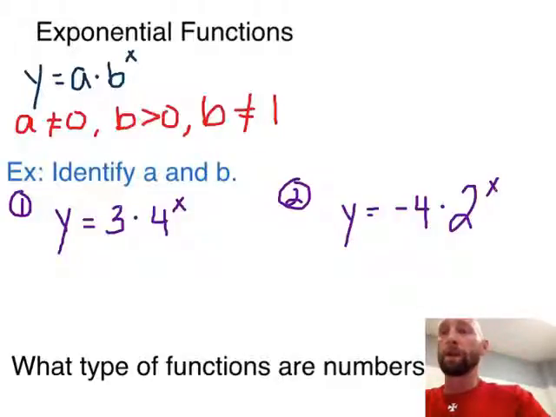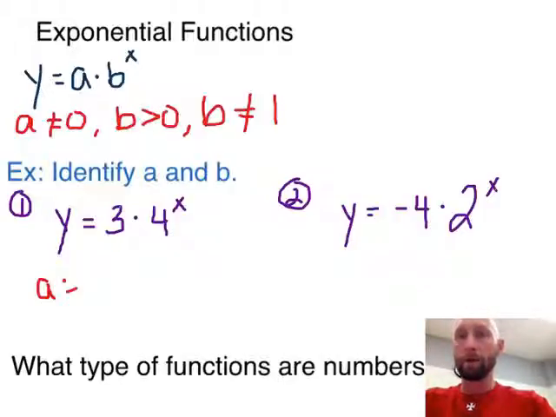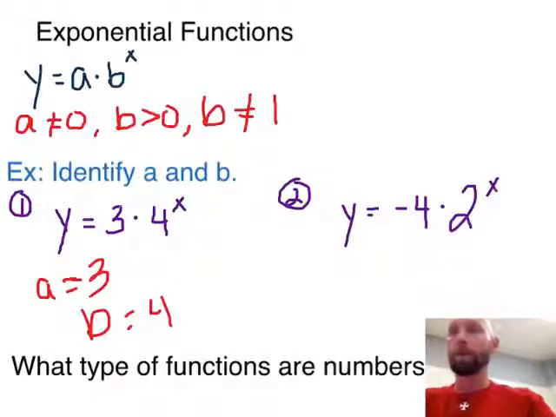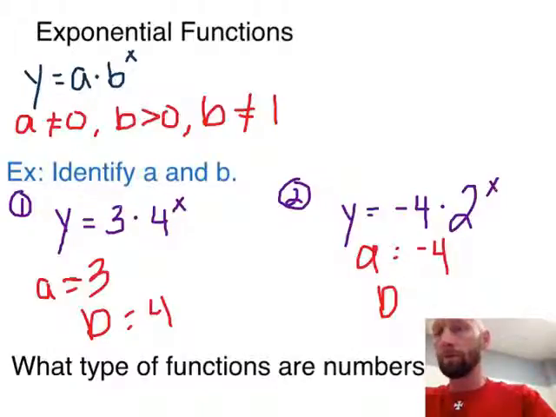So just very quickly, looking at these, we want to identify the a and the b. Obviously this one is not going to be that complicated. In the first one, a would be 3 and b would be 4. In the second one, a would be -4 and b would be equal to 2.